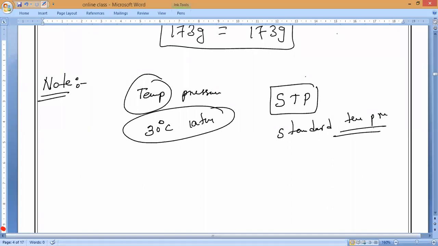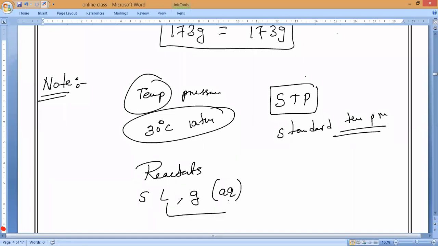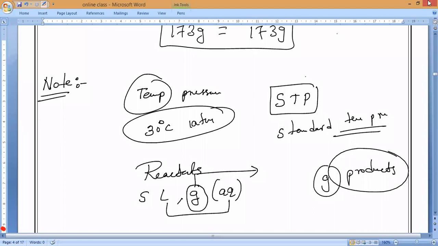Also, reactants can be of three types: either solids, or liquids, or gases. Or if dissolved in water, we call it the aqueous state. If gases are in the reactants and products, then we have to store the gases. Yes or no? Correct, guys?